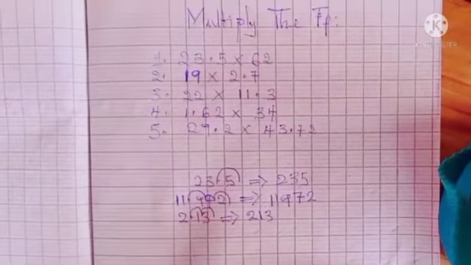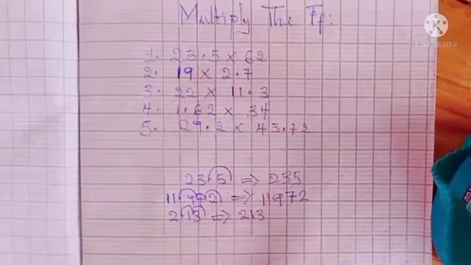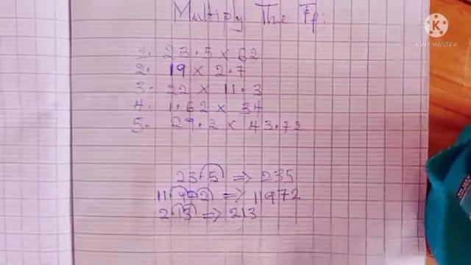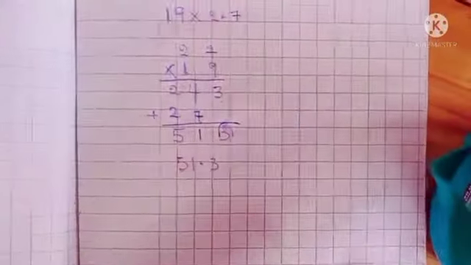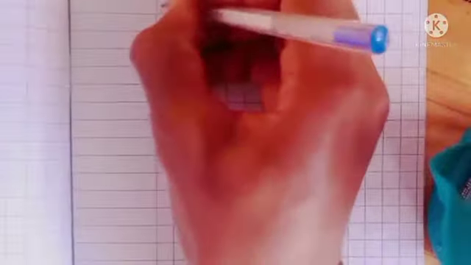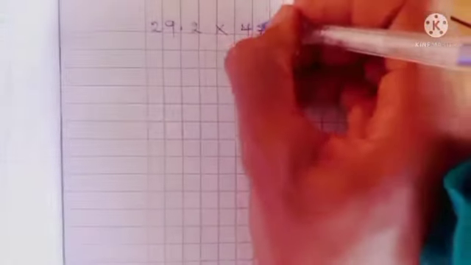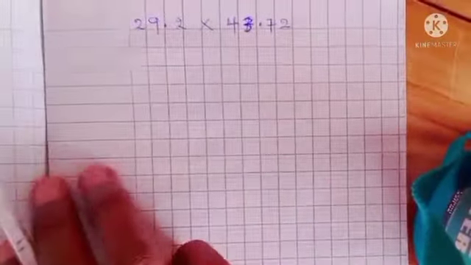Or instead, I will rather leave that question and do the fifth question, because that fifth question has two decimal numbers, which is 29.2 times 43.72. So now how do we go about this?